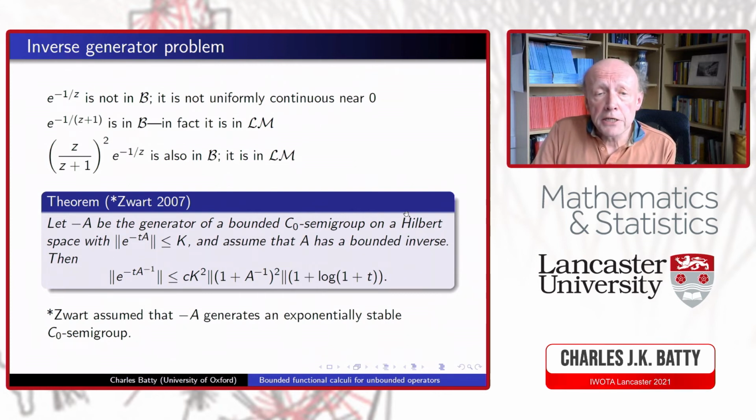So using this, we recovered the result of Zwart. In fact, we slightly improved it. This result says that if A has a bounded inverse and you're on Hilbert space, then for e to the minus t A inverse, you get some estimate with an absolute constant and a k here and the norm of A inverse, and then a logarithmic term.